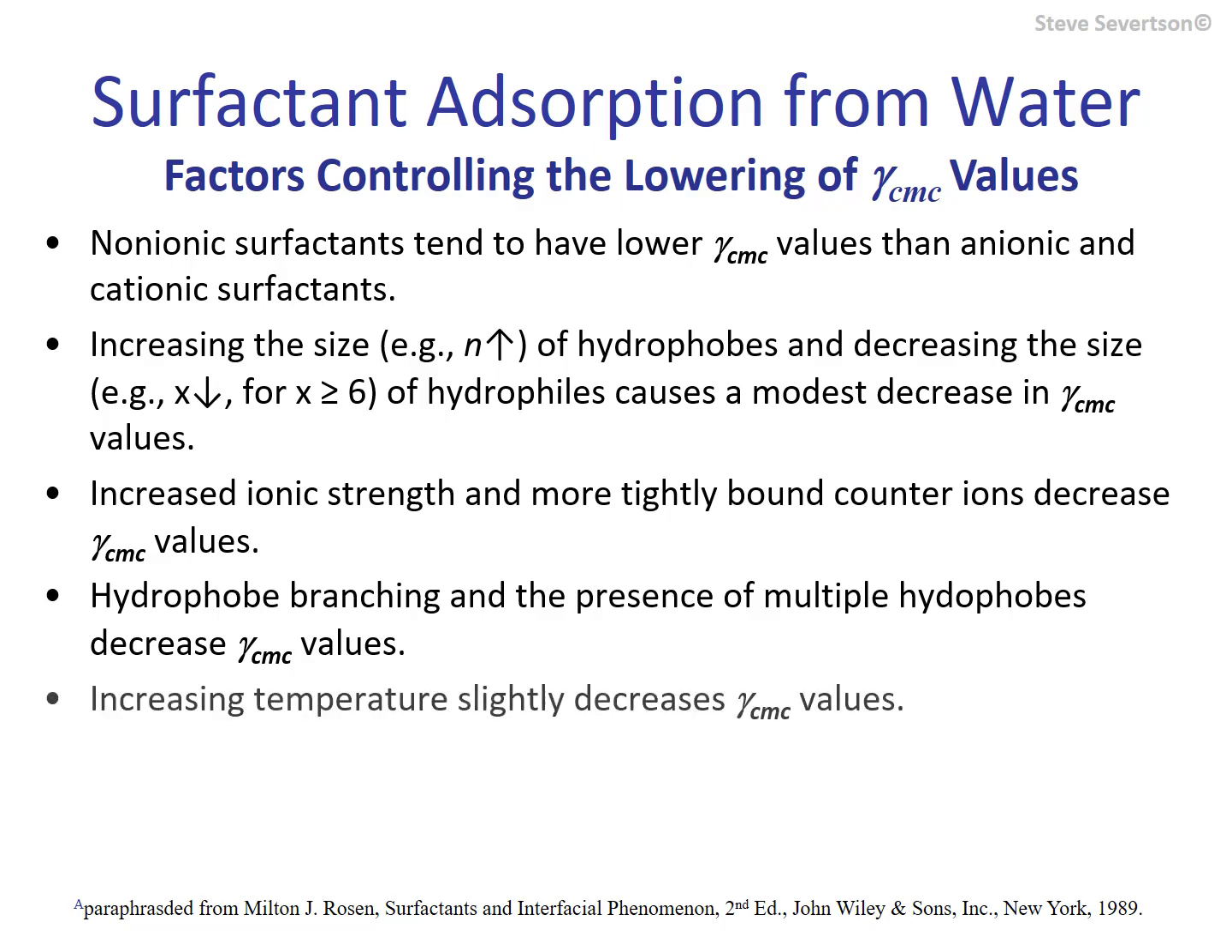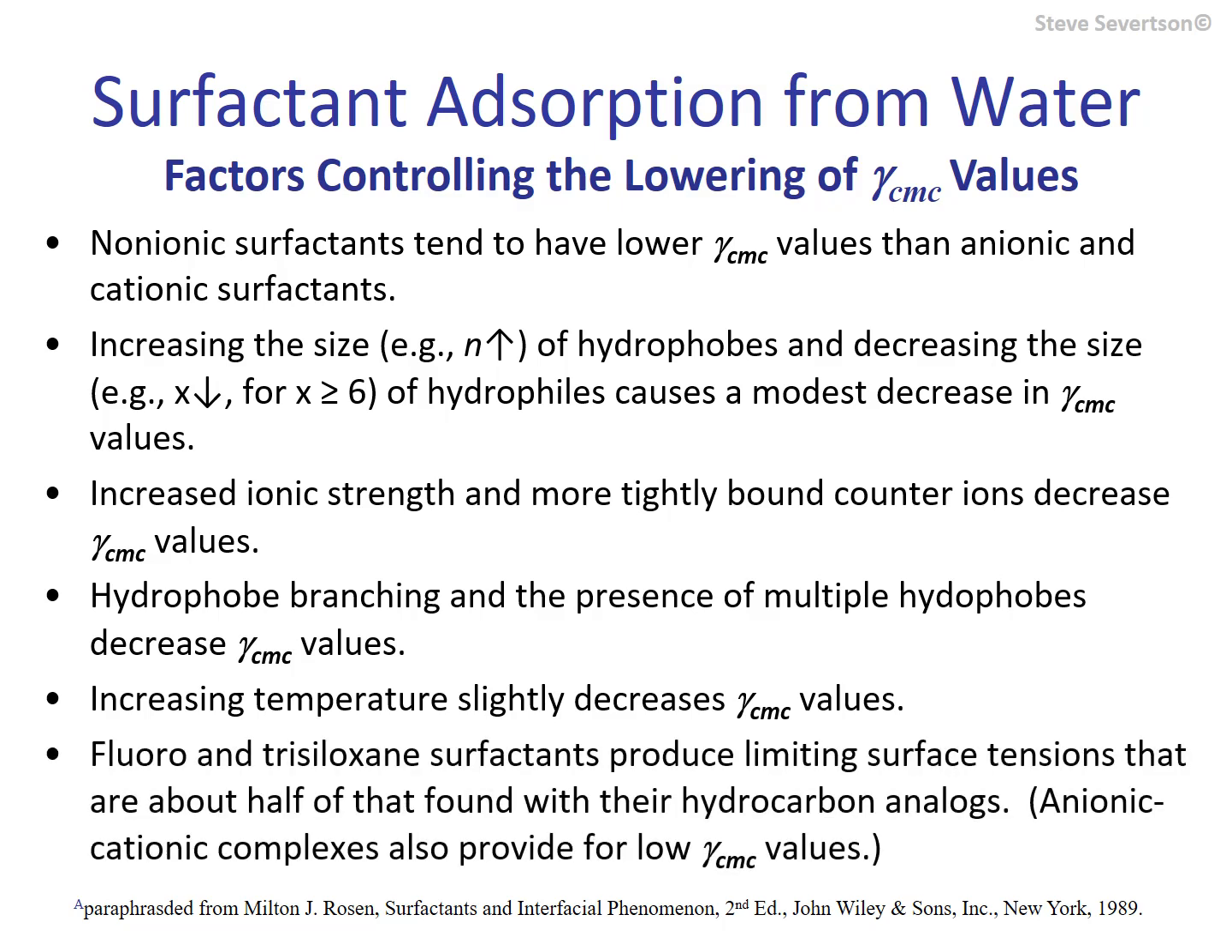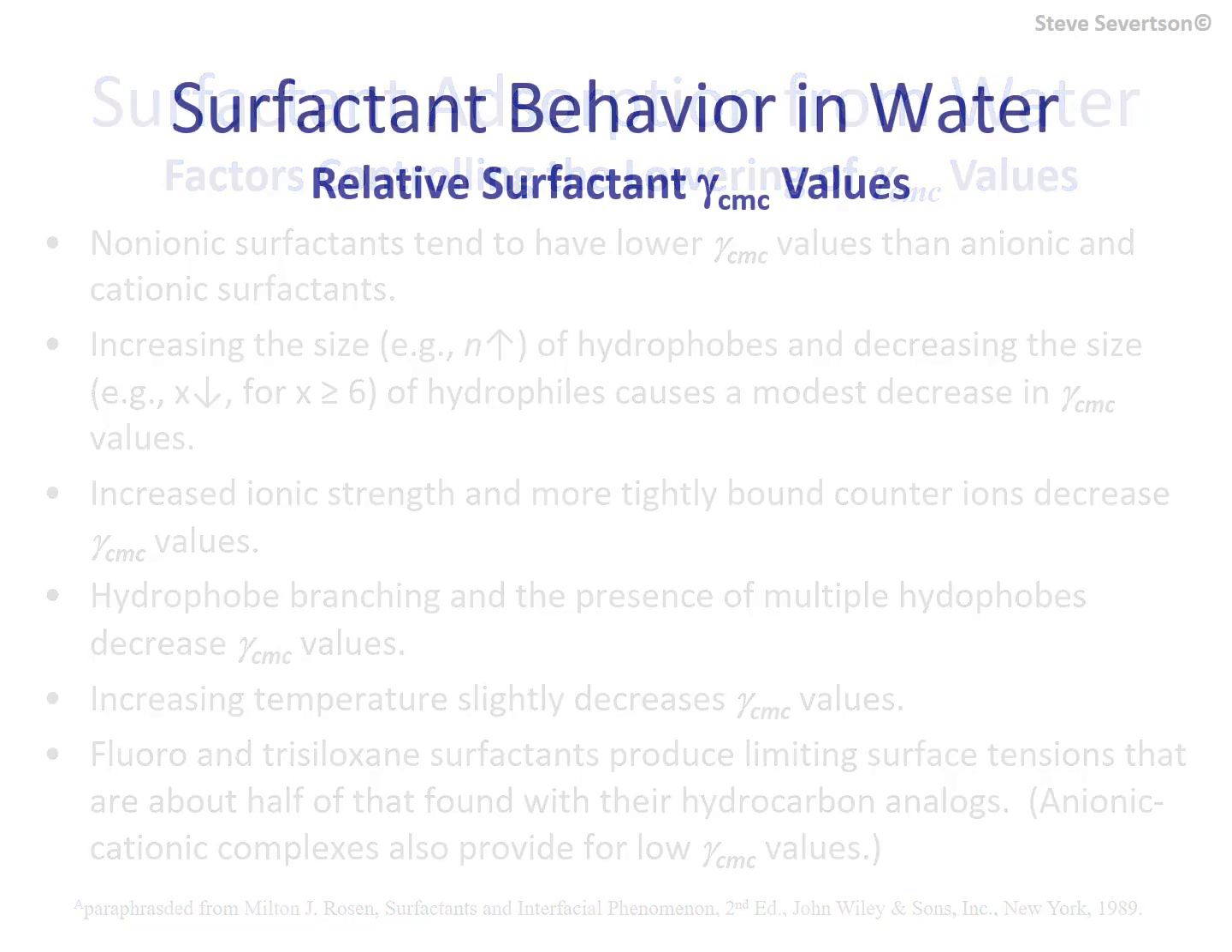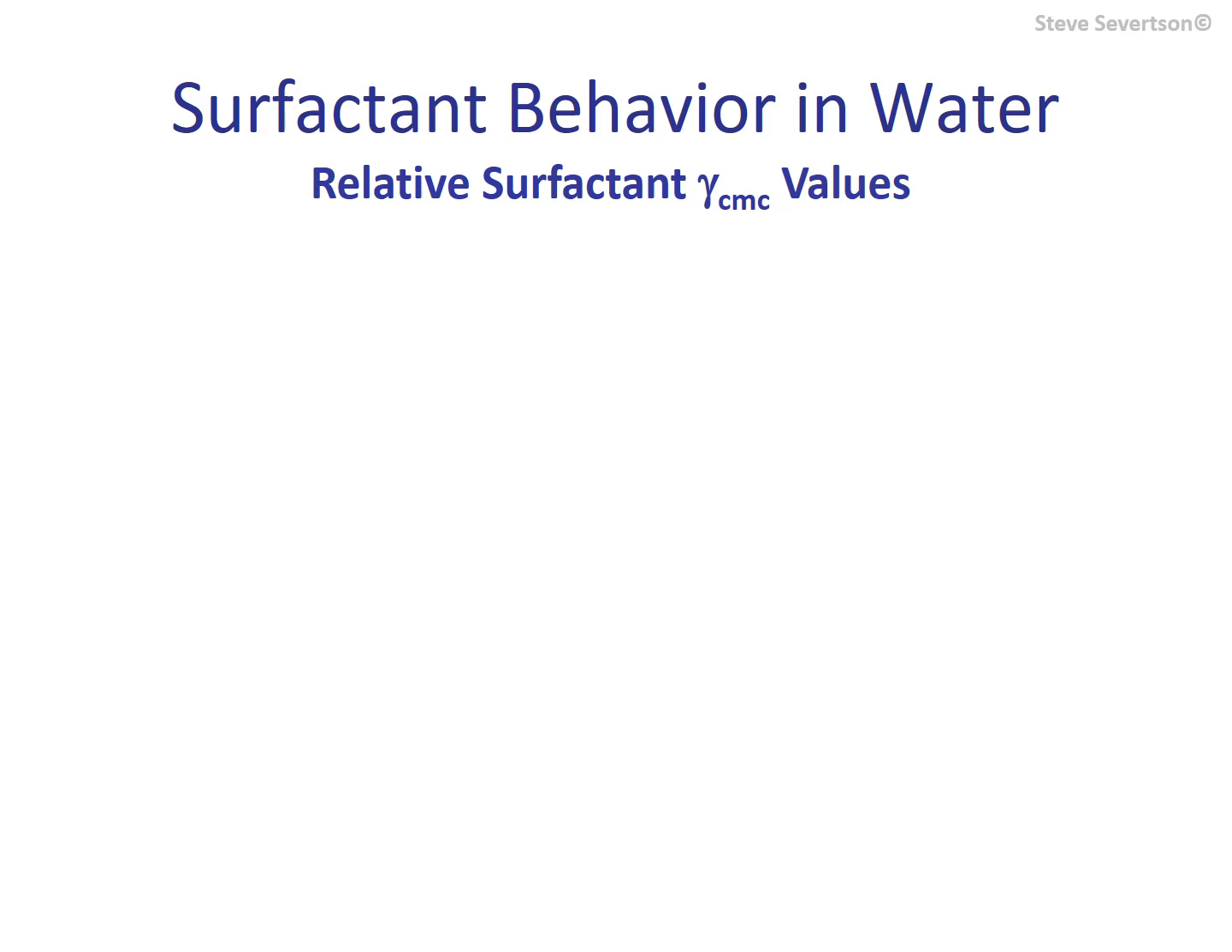Increasing temperature slightly decreases gamma CMC values. This is primarily due to the influence of temperature on surface tension. Fluoryl and trisiloxane surfactants produce limiting surface tensions that are about half of that found with their hydrocarbon analogs due to strong chain interactions producing high gamma S max values. Anionic cationic complexes also provide quite low gamma CMC values due to the higher gamma S max values and bulkier hydrophobes. With this set of guidelines, let's compare some surfactants.